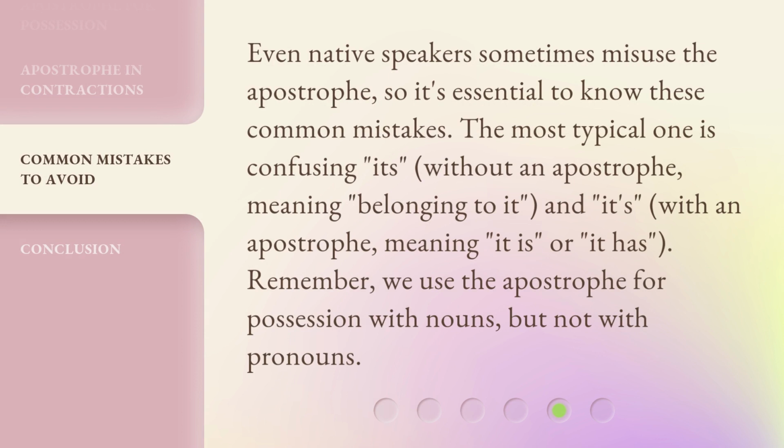Even native speakers sometimes misuse the apostrophe, so it's essential to know these common mistakes. The most typical one is confusing "its" without an apostrophe, meaning belonging to it, and "it's" with an apostrophe, meaning it is or it has. Remember, we use the apostrophe for possession with nouns, but not with pronouns.